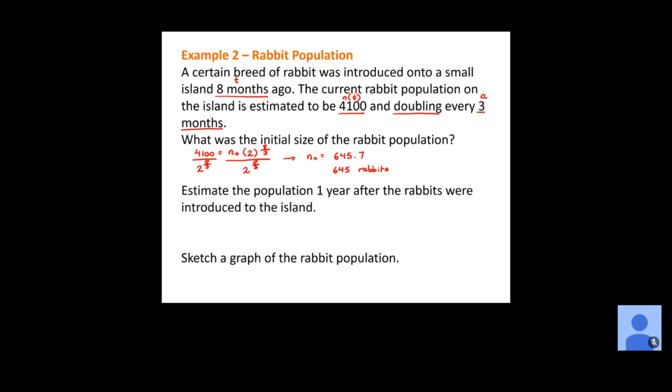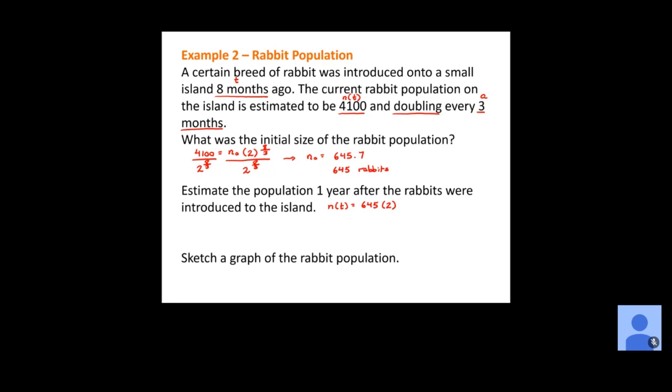All right, now the next question is we want to estimate the population 1 year after the rabbits were introduced to our island. So we're going to use our formula now. We know what our initial population is this time. So we're going to say N of T equals 645 times 2.